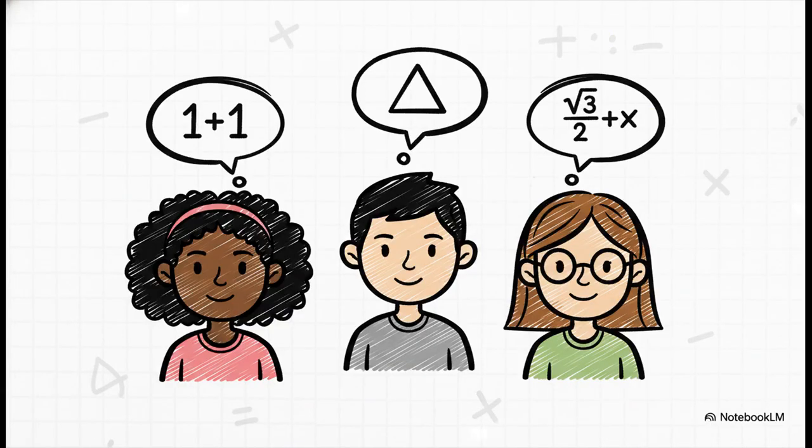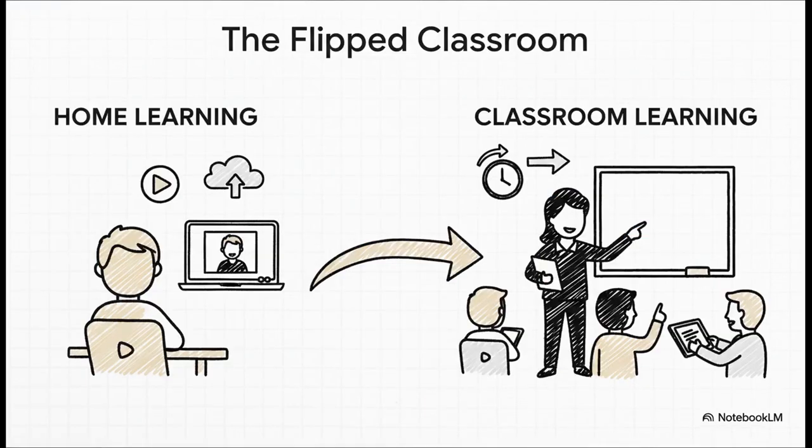All right, for story number 2, we're going to a primary school, into a math class. And they were facing a challenge that I'm sure sounds familiar to a lot of you. How do you teach math to a classroom where some kids are flying and others are really struggling, all at the same time? Their solution was really cool. They decided to flip their classrooms.